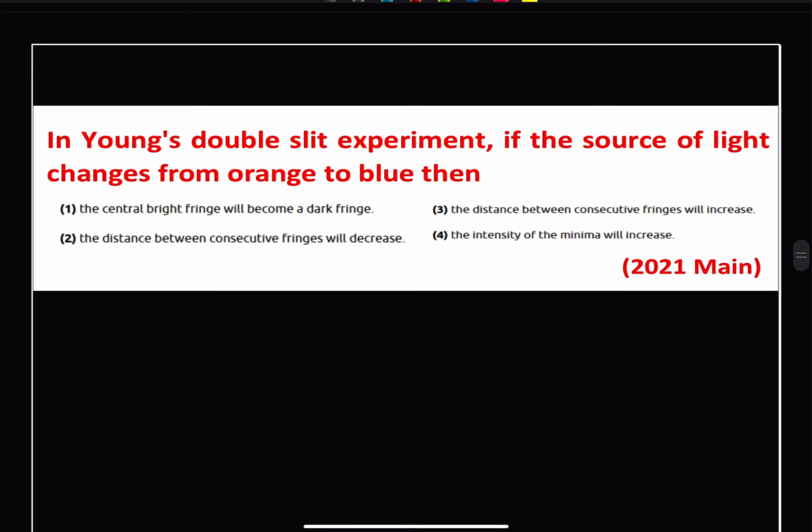This is almost the same as what we dealt with previously. The only difference is here it is written orange and there it was written as red. So in Young's double slit experiment, if the source of light changes from orange to blue, then the options are also the same.